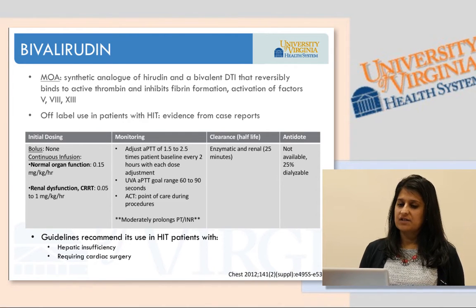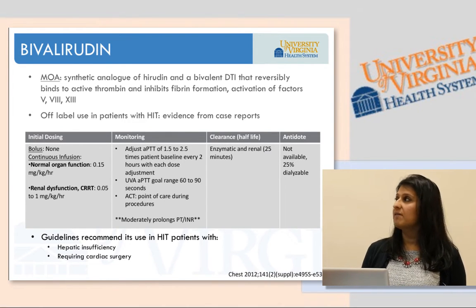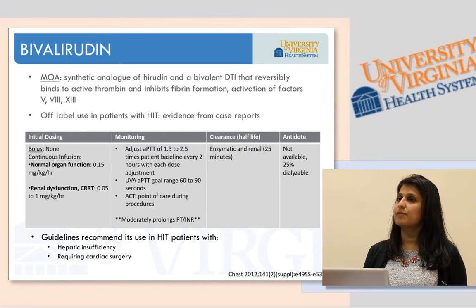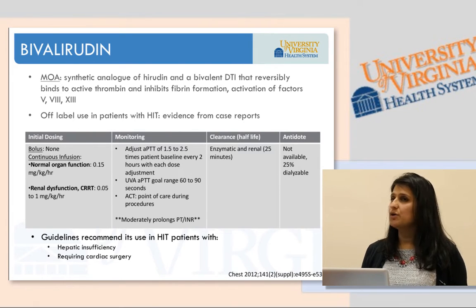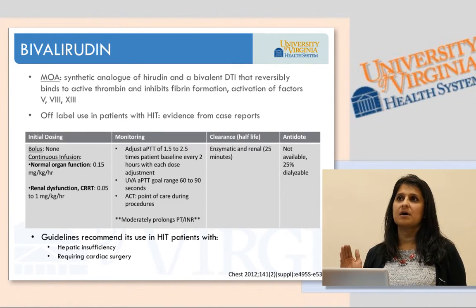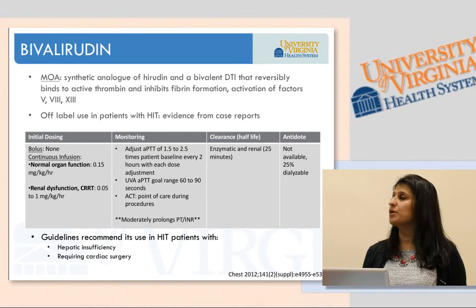Bivalirudin, the mechanism of action: it's a synthetic analog of hirudin and a bivalent DTI that reversibly binds to active thrombin and inhibits fibrin formation. As I mentioned earlier, it has not been FDA approved for treatment of HIT, but there has been evidence and case reports for its use. Specifically, bivalirudin has been looked at for patients with cardiac bypass surgery. And at UVA, the reason you see a higher use of bivalirudin is that we've had many studies comparing argatroban to bivalirudin, and we have seen that patients reach a therapeutic range faster and remain in the therapeutic range longer compared to patients getting argatroban.